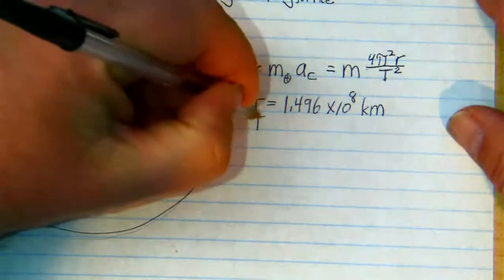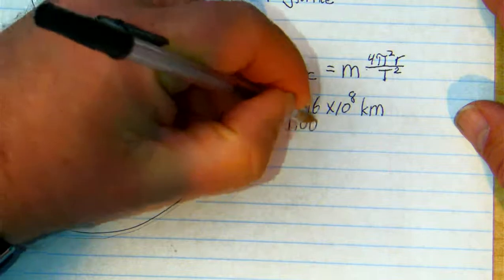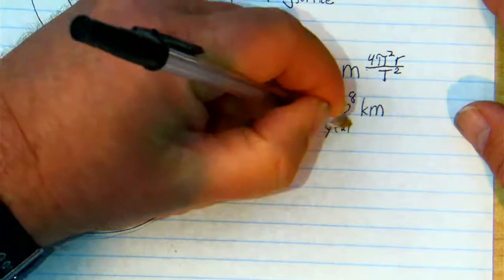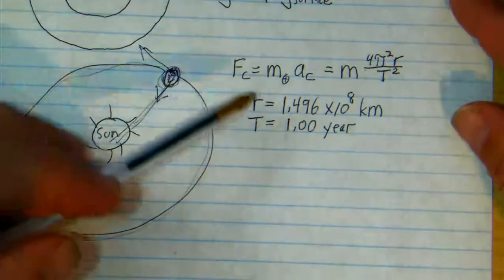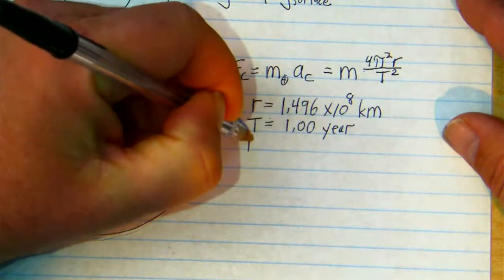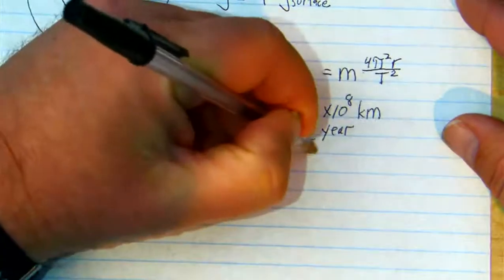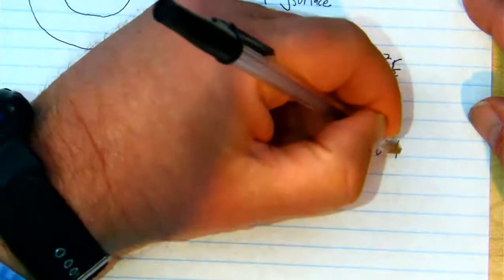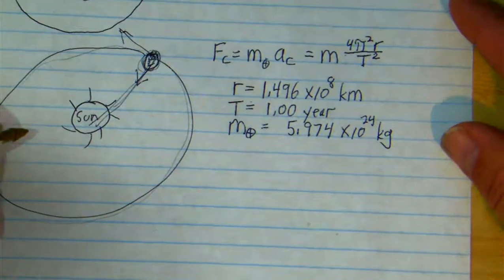And the amount of time it takes the Earth to go around the sun once is 1 year. So if you're going to calculate the centripetal force acting on the Earth, you need to also know the mass of the Earth. And I would use a value of 5.974 times 10 to the 24th power kilograms. Okay?